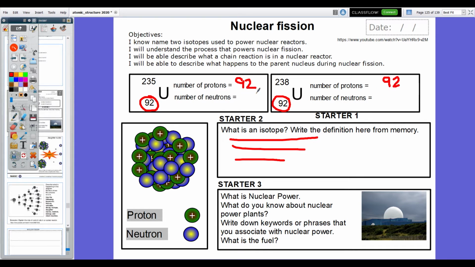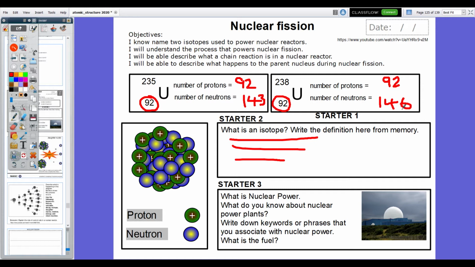If you want to calculate how many neutrons, then you need to take the top number, which is the mass number, and subtract the 92 from that. So the first one is going to be 235 minus 92, which is 143. And this is going to be 238 minus 92, which is 146. So they are both chemically identical, but they are different isotopes.